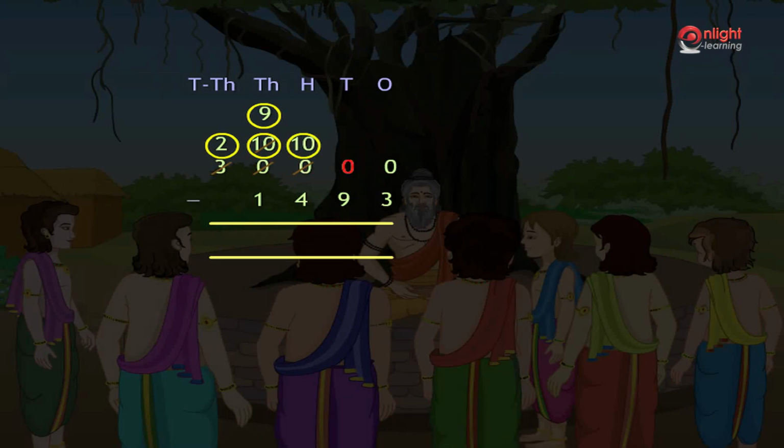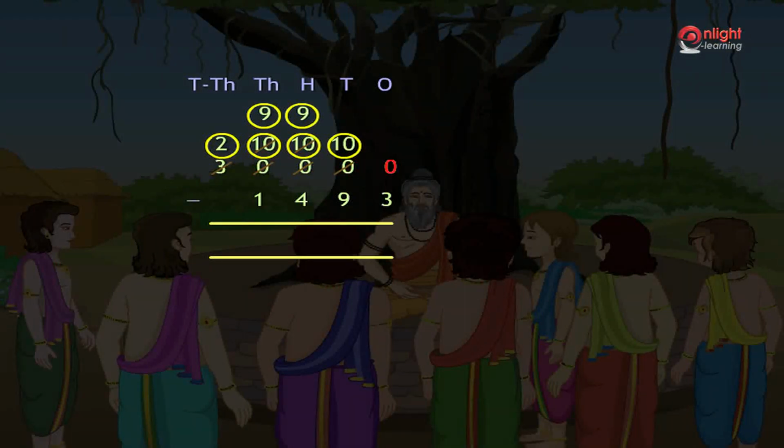Again in tens place, we have 0. So borrow 100 from hundreds place. So 10 hundreds in hundreds place change into 9 hundreds, and 0 in tens place will become 10, as 100 is equal to 10 tens.